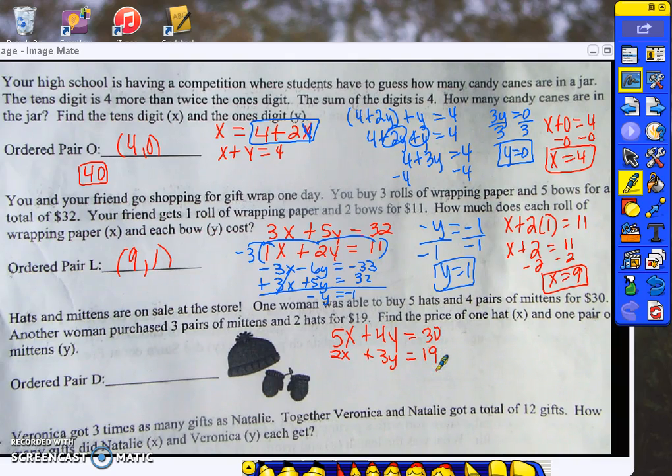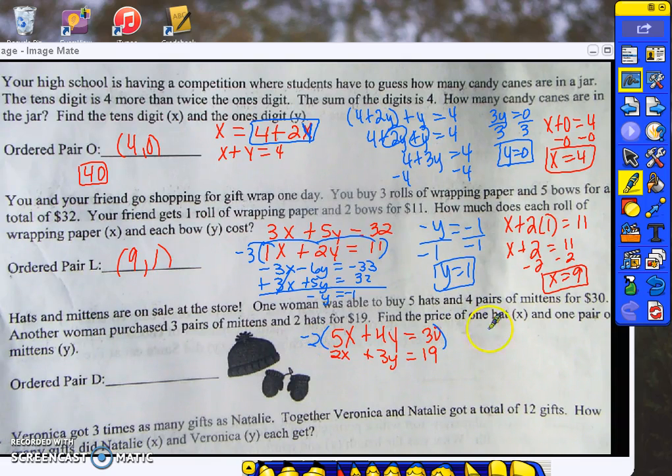It's set up to do elimination. I don't have opposites, so I have to create opposites. 5 won't go into 2, 2 won't go into 5, 4 won't go into 3, and 3 won't go into 4, so I'm going to have to change both equations. I'm going to choose my x, so I multiply the top by negative 2.